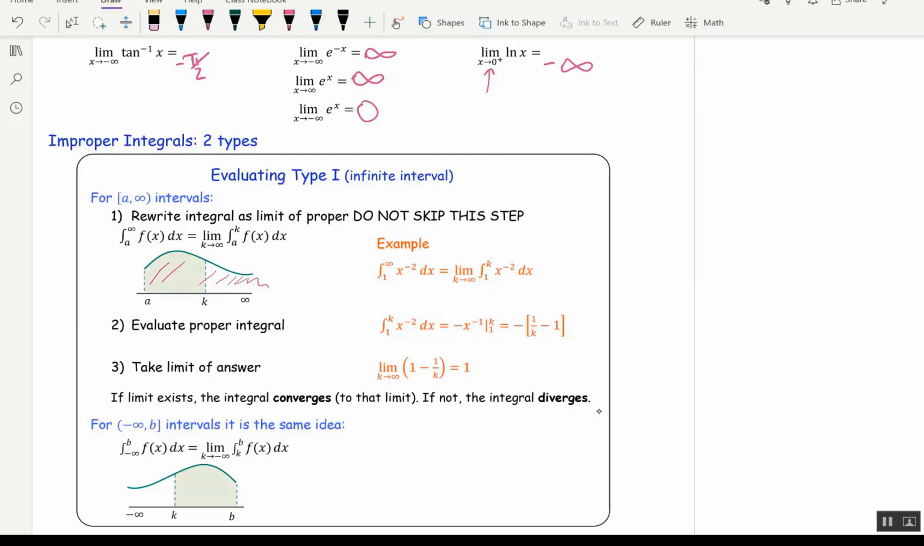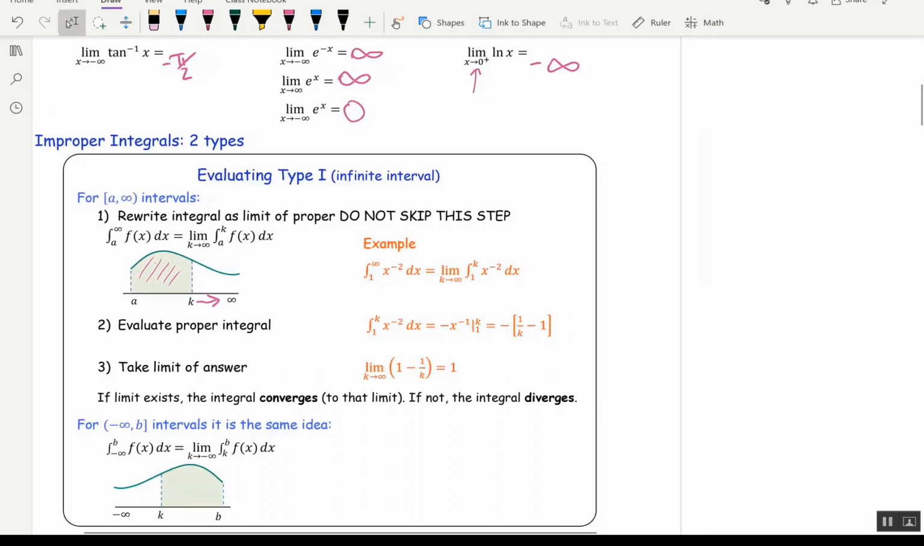And so the way we do that is we say, okay, I have no idea what that is, but I can just go from a to k and compute that area. That would be the green shaded area. Then, once I know that number, I'll push k to infinity. And so the idea is you replace this improper integral, you go from a to k, and then in front, you take the limit as k goes to infinity, and you evaluate that.